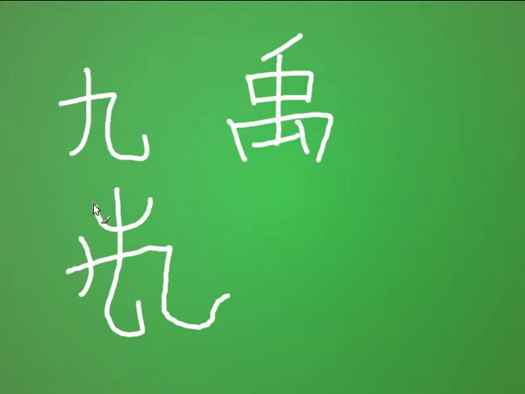And while the snake part had its own character, it was used as the character for snake. This part wasn't used as the character for dragon, so it was taken out and used for the number 9 because it had the same sound as the full character.